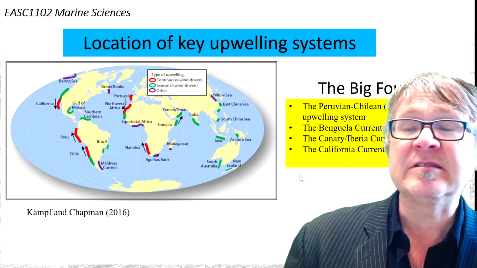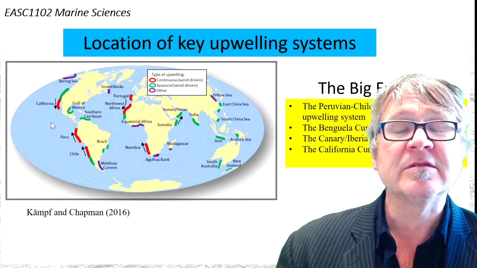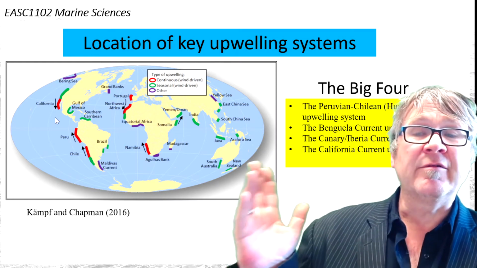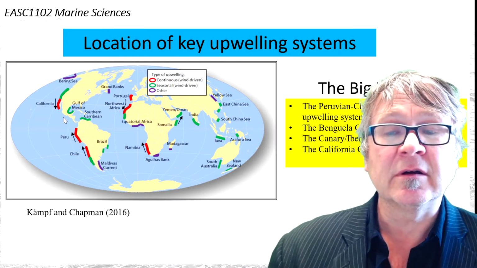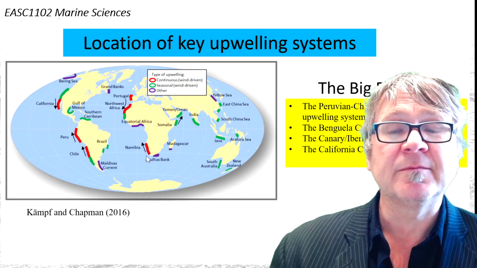Okay, and these upwelling systems are all on the eastern side of subtropical gyres. So the upwelling jets are directed towards the equator. Okay, and you can see the four permanent upwelling systems.